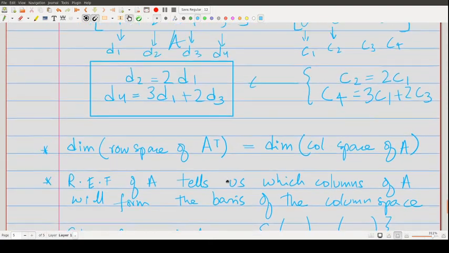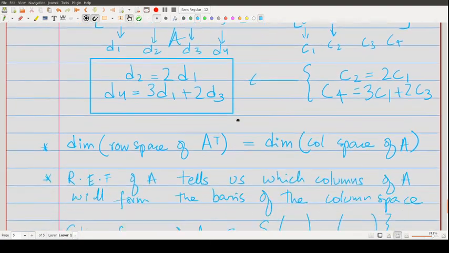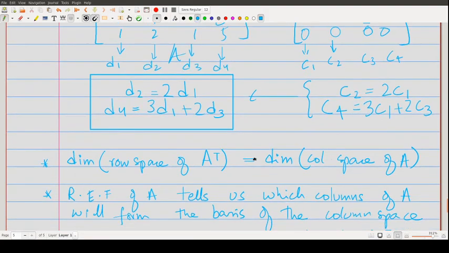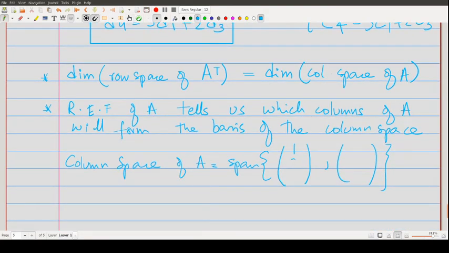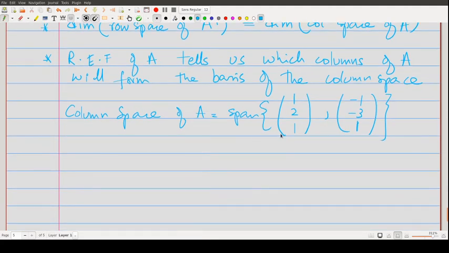So here it is. The first column is 1, 1 and -1, then -3, 1. So 1, 2, 1, -1, -3 and 1. Okay, so this is the basis. If I call this D1, I think, and this D3, then D1 and D3 is the basis for A. So slightly different for the row space and the column space.